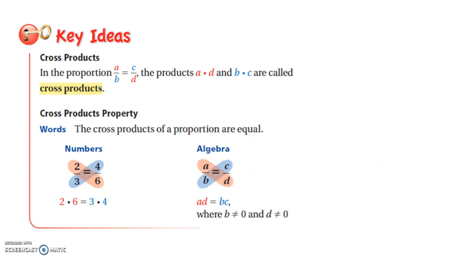Okay, so cross products. In the proportion A over B equals C over D, the products A times D and B times C are called cross products. Cross products property: the cross products of a proportion are equal. So if you cross multiply, say 3 times 4 equals 2 times 6, we get that they're equal to each other because 12 equals 12.